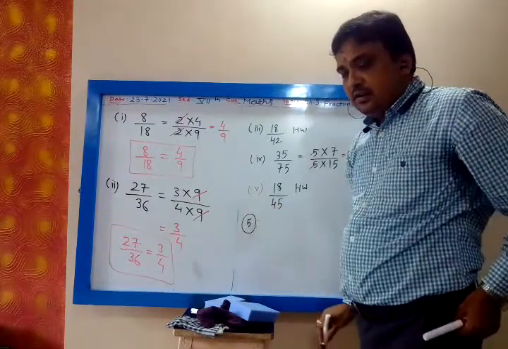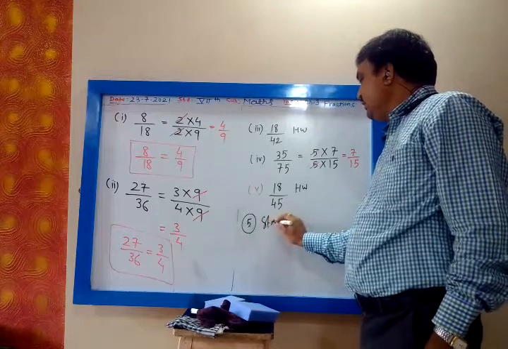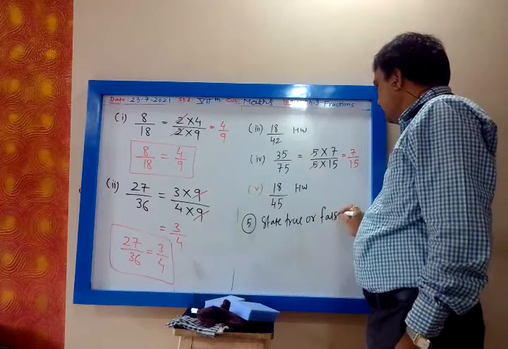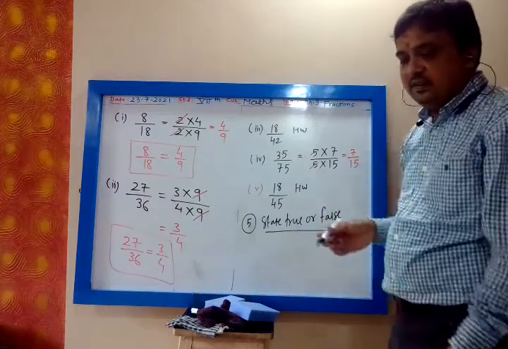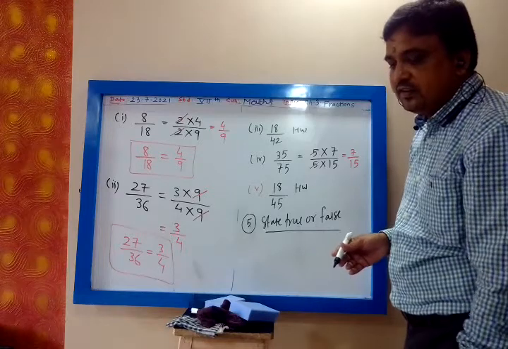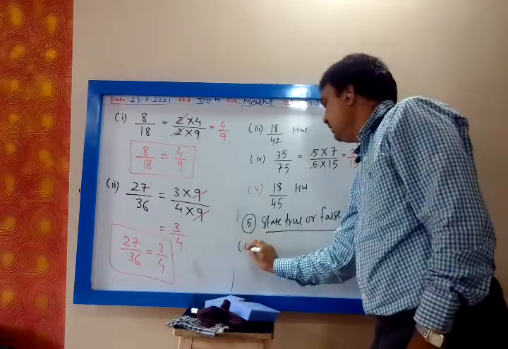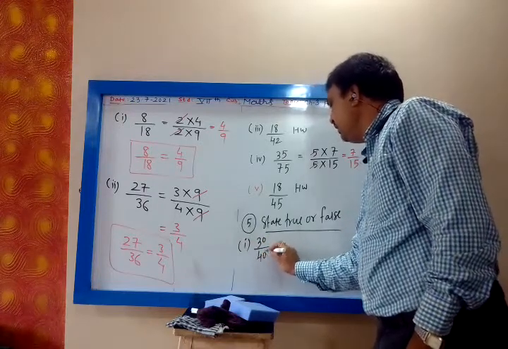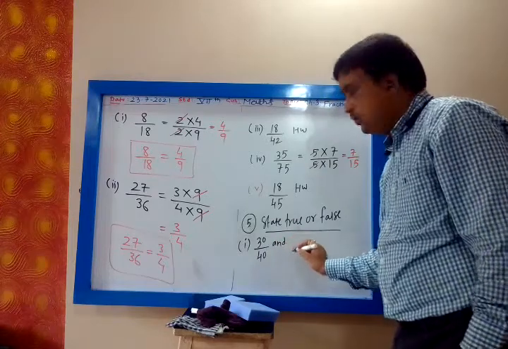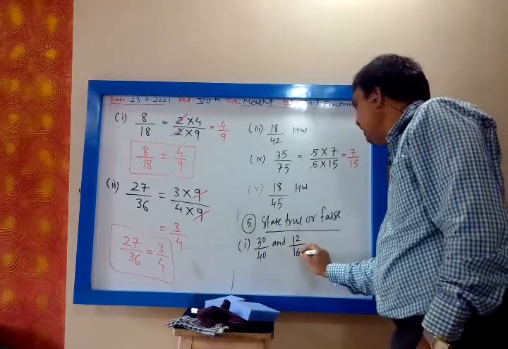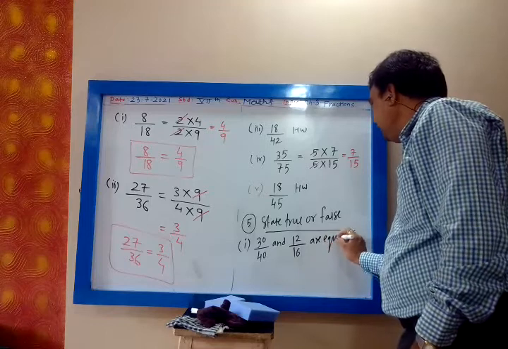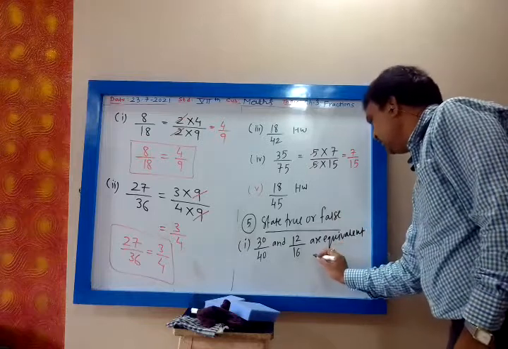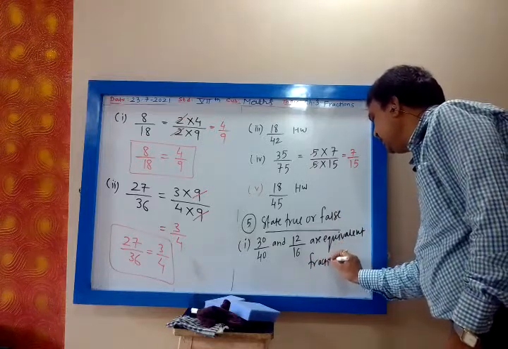Now fifth question. State true or false. Let us see. 30 upon 40 and 12 by 16 are equivalent fractions. The statement is: 30 upon 40 and 12 by 16 are equivalent fractions. Equivalent fractions mean they have the same lowest term.